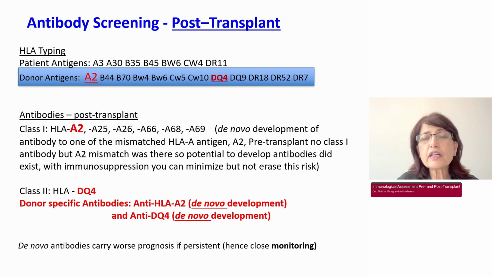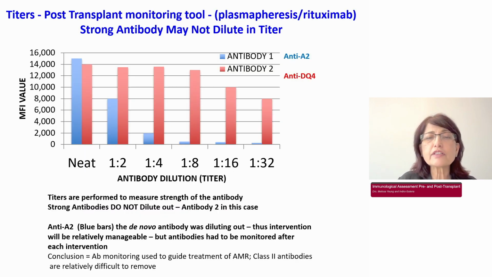So as I mentioned, for monitoring, you need to have some way of quantitation. And one of the ways which HLA labs use for quantitation is performing titers. Titers are performed to measure the strength of the antibody. It's a good tool we have.